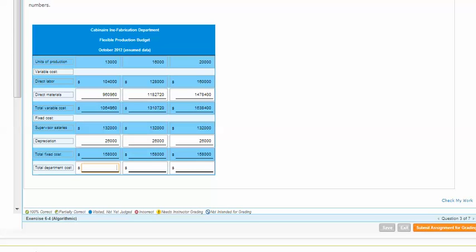I need to add, for the department cost, the variable cost plus the fixed cost. So I'll go 1,064,960. That's at 13,000 units, my variable cost plus the fixed costs. That equals 1,222,960.